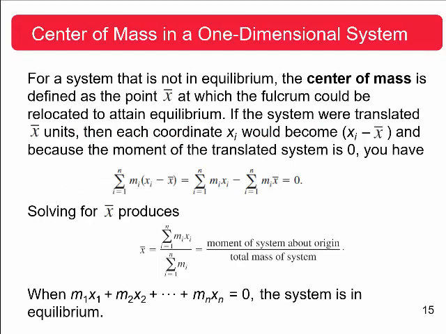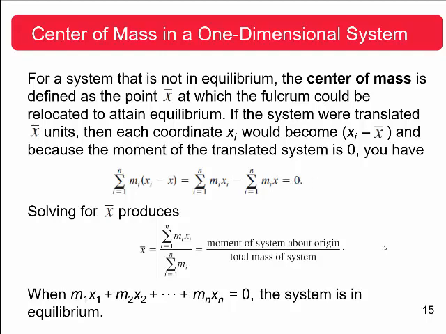For a system that is not in equilibrium, the center of mass is defined as the point x bar at which the fulcrum could be relocated to obtain equilibrium. So where would I have to move the fulcrum to get equilibrium? That would be the center of mass. If the system were translated x bar units, then each coordinate x sub i would become x sub i minus x bar, because you're just moving it. And because the moment of the translated system is 0 now, we would have the following. If you sum up each mass times their position minus the center of mass, through some simple algebra you can see that would be equal to 0.